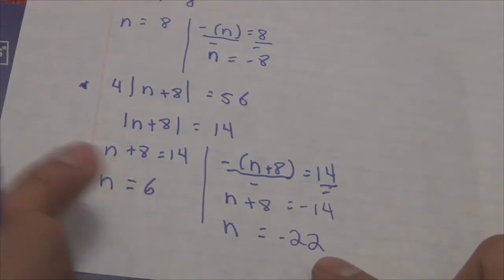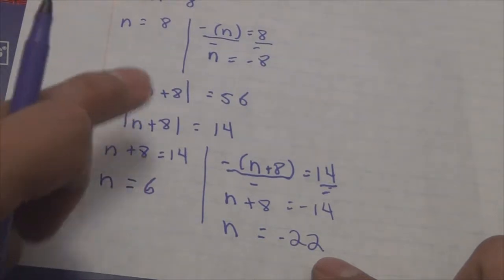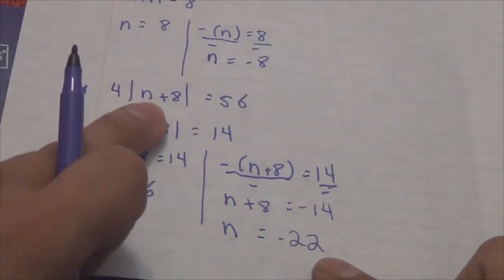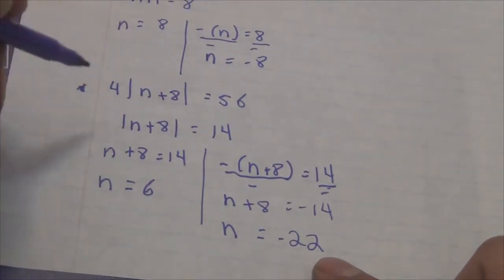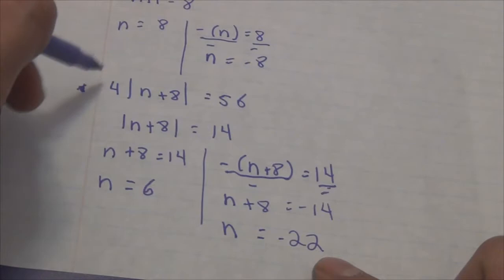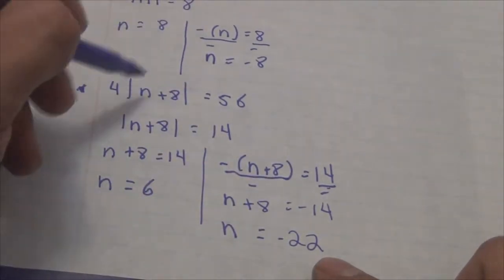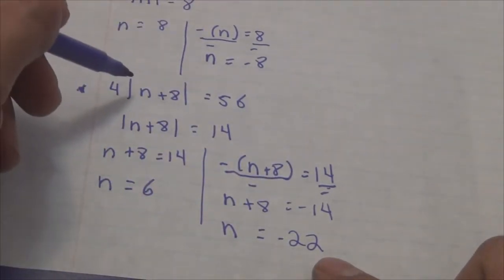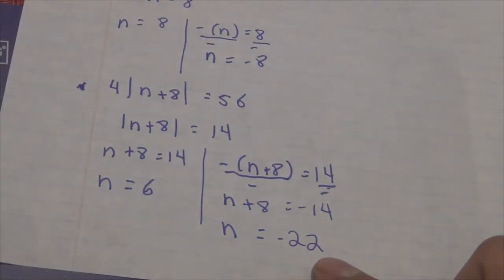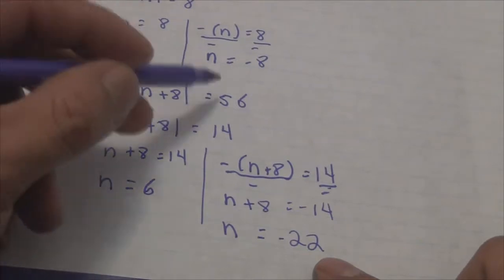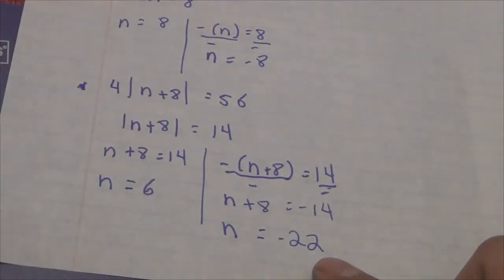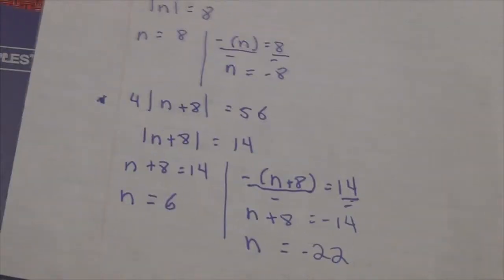So all I gotta do now is to check. I substitute these into the original absolute value equation. So let's see, 6 plus 8, 14. 14 times absolute value 14, 14 times 4, 56. Negative 22. Negative 22 plus 8 is negative 14. Yes? Let's see. Yeah, negative 14. And absolute value of negative 14 is positive 14 times 4, 56. It checks. These two are the solutions to your absolute value equation.